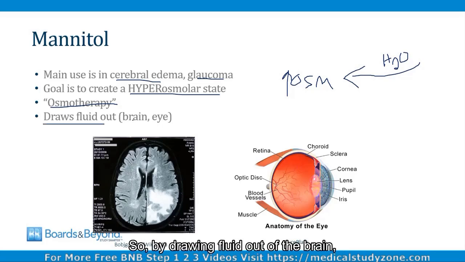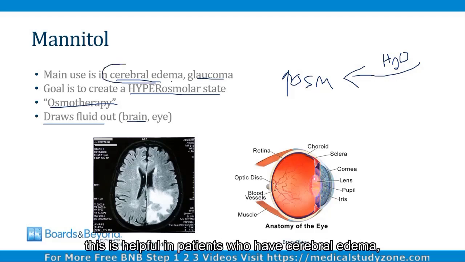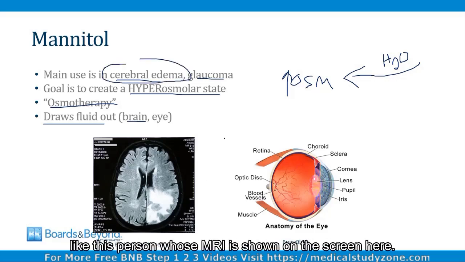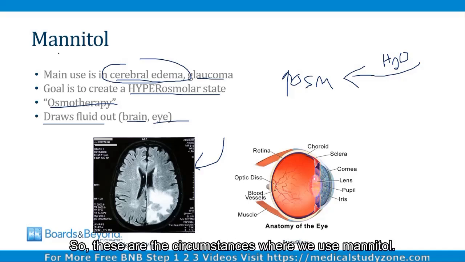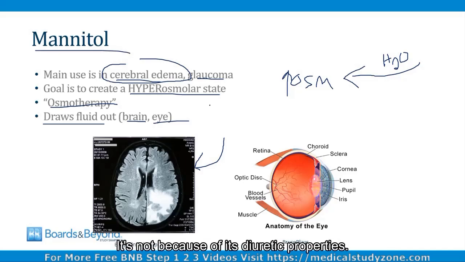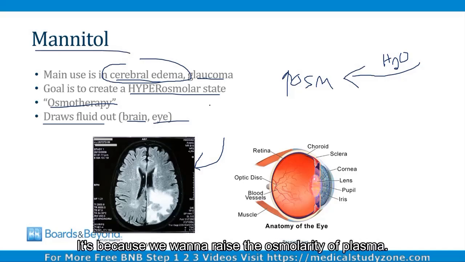So by drawing fluid out of the brain, this is helpful in patients who have cerebral edema, like this person whose MRI is shown on the screen here. It also helps to draw fluid out of the eye in patients with glaucoma, because that will lower the intraocular pressure. So these are the circumstances where we use mannitol. It's not because of its diuretic properties, it's because we want to raise the osmolarity of plasma.